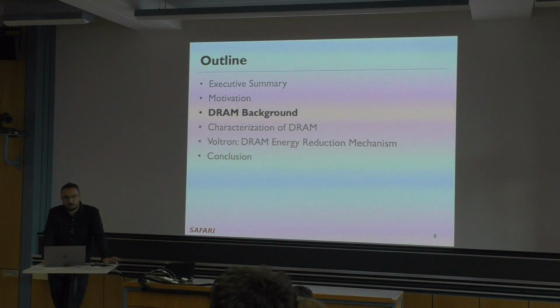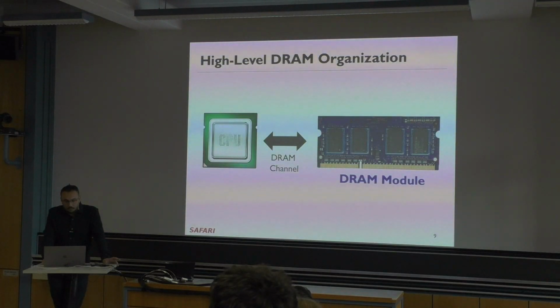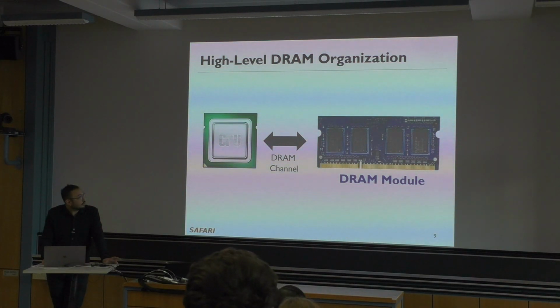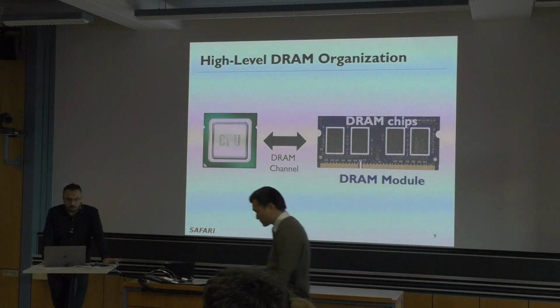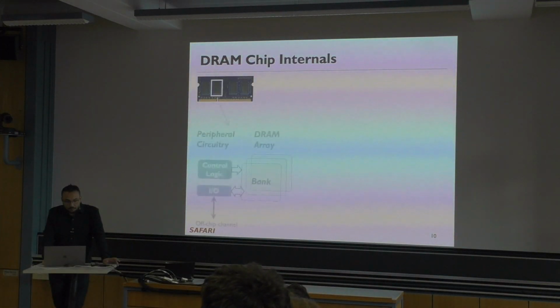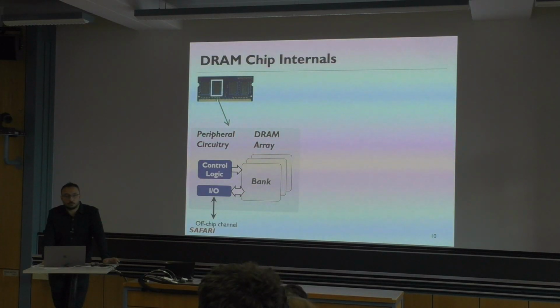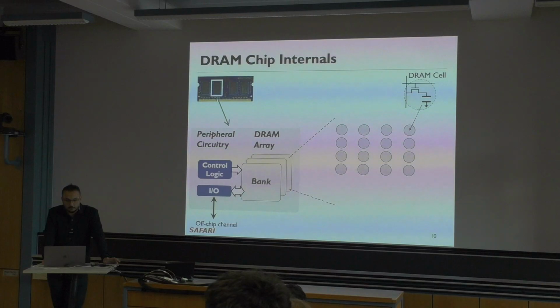So I'm going to give a very brief background on DRAM. Since you already know this, you saw it a lot of times, I'm just going to keep it short. Here you have a CPU, and it's connected to a DRAM module over an off-chip link called the DRAM channel. In each DRAM module you have many chips. And within each of these chips you have two sorts of circuitry. One of them is called peripheral circuitry, which includes the control logic and the I/O. The other part is the DRAM array, the two-dimensional arrays of DRAM cells that you keep seeing.